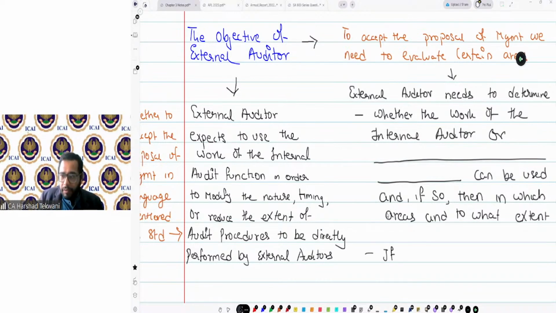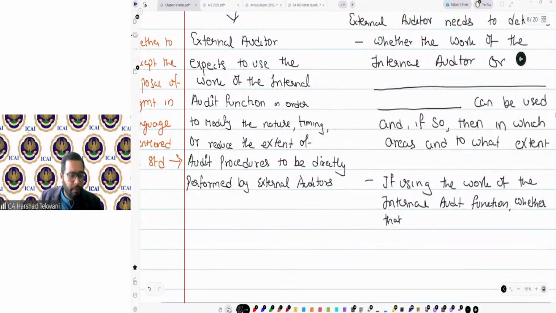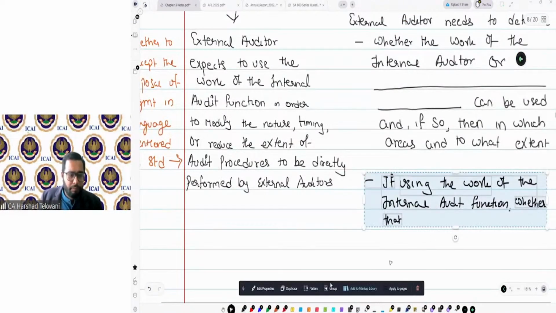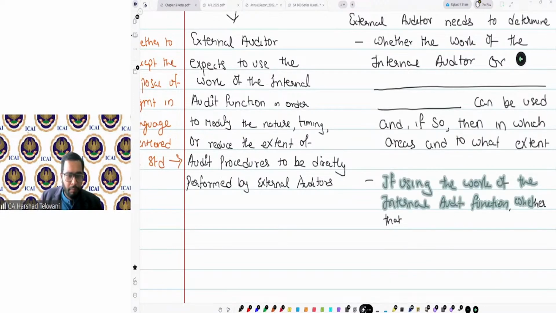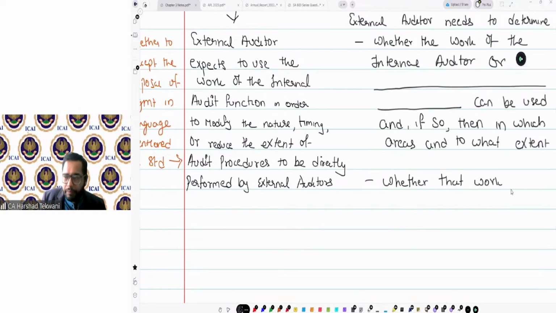Number two, if using the work of the internal audit function, the external auditor needs to determine whether that work is adequate for the purpose of audit.